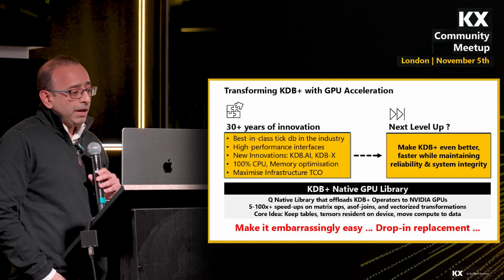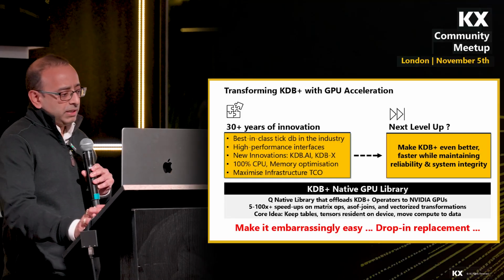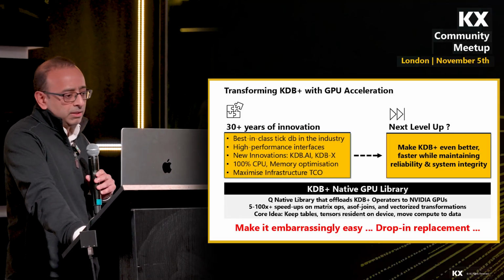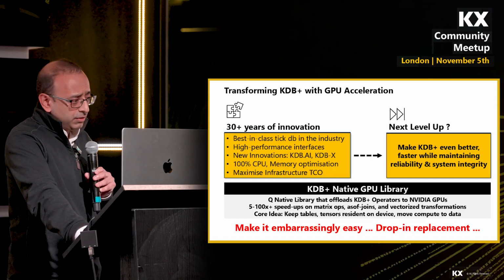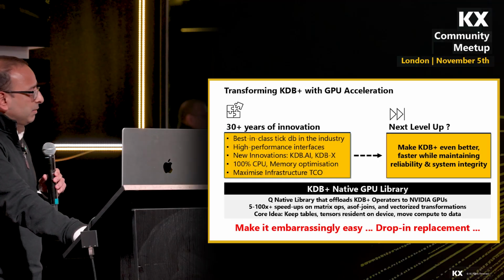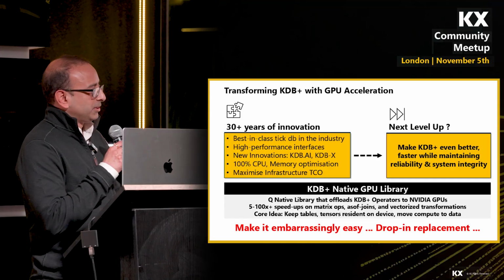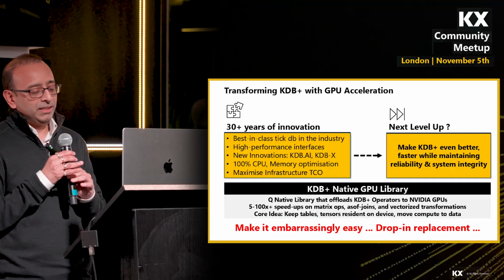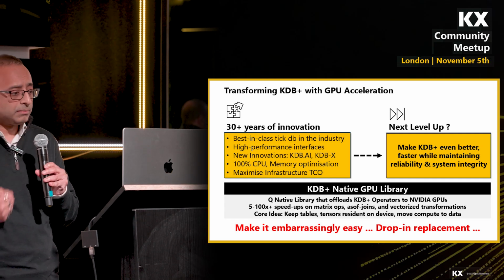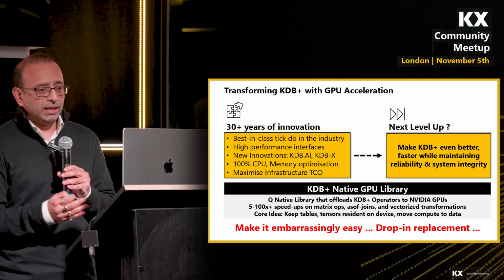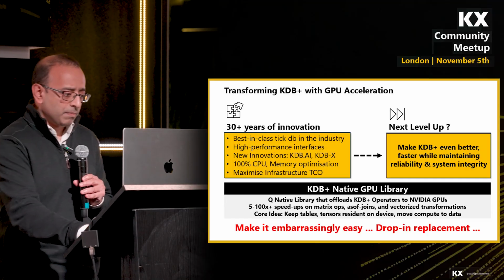Even if I can get it to run 2 times faster, 3 times faster, that's something to talk about. So 30 years of innovation, best-in-class DB in the industry, high-performance interfaces, 100% CPU, you can maximize all the memory utilization, maximize infrastructure TCO, and so on. We've come to a point where we have done everything possible to get the best out of KDB. So the question was, what can we do to take this to the next level while keeping the reliability, the integrity, the performance, and other factors?